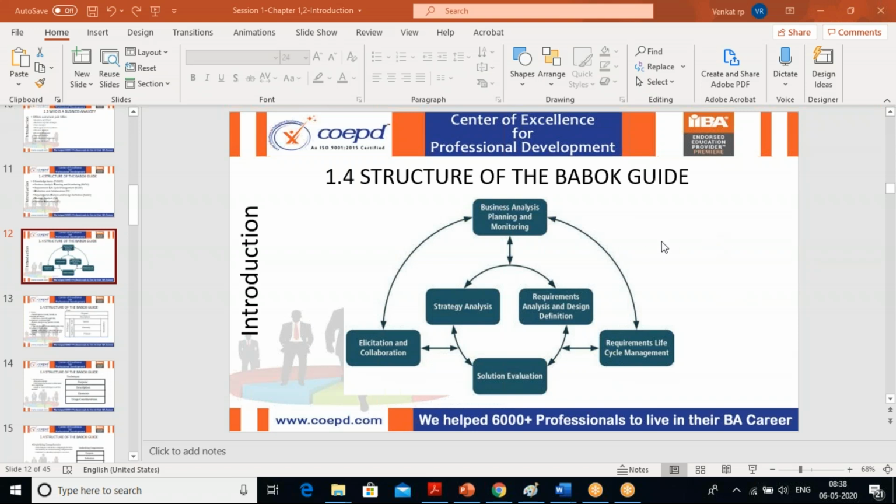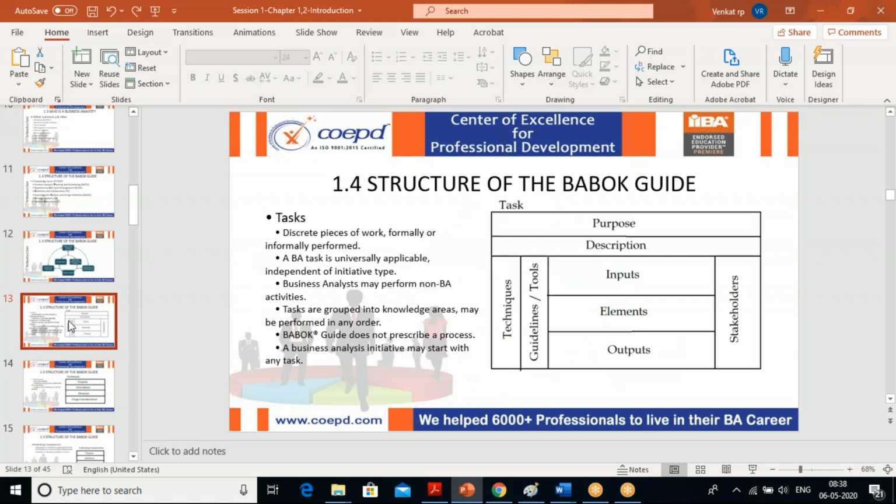Okay, so these are the 6 knowledge areas which you have. Along with the 6 knowledge areas, we have 3 other competencies. Number one is underlying competencies, number 2 is techniques, number 3 is perspectives. Now these knowledge areas are made up of tasks. So let us try to understand what is a task.